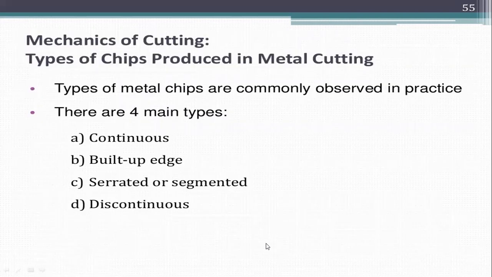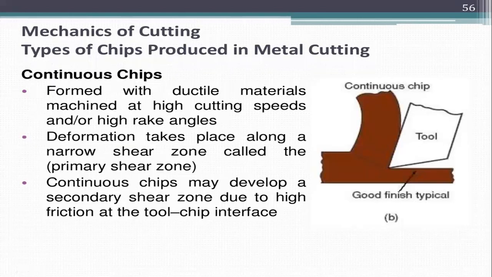Mechanics of cutting. There are types of chips produced in metal cutting. There are 4 types. The first one is continuous, the second is built-up edge, the third is serrated or segmented, and the fourth one is the discontinuous chip. In the continuous chip, the chip will be formed in a continuous manner.